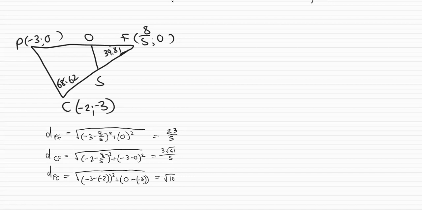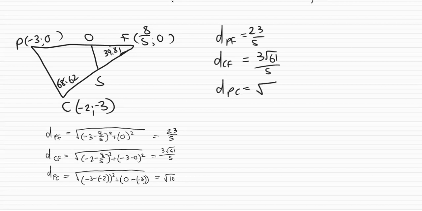We have our distance PF is equal to 23/5. Our distance CF is equal to 3√61/5. And our distance PC is equal to square root 10. I'll leave them in surd form because surd form helps reduce problems with decimal points.